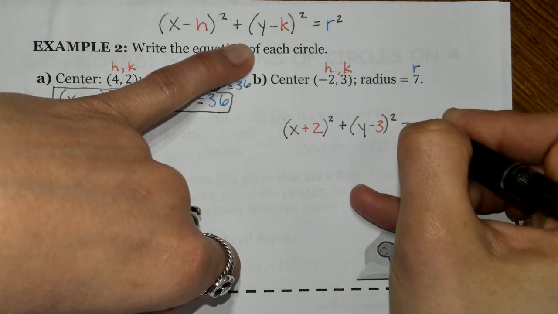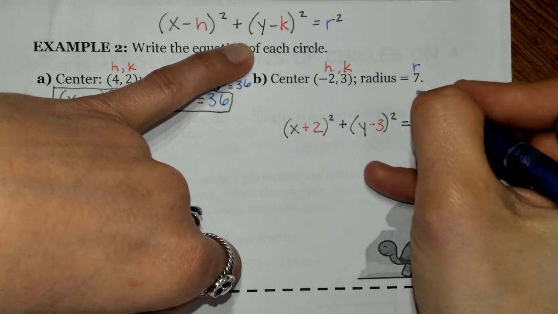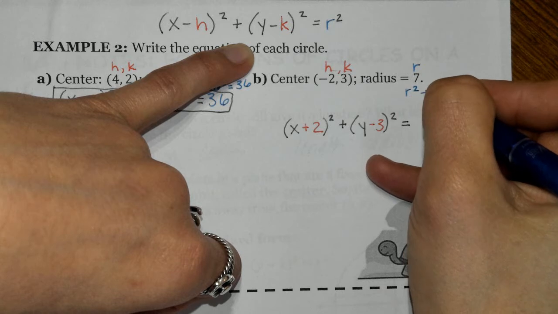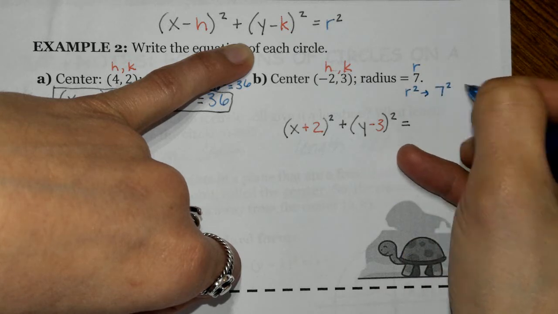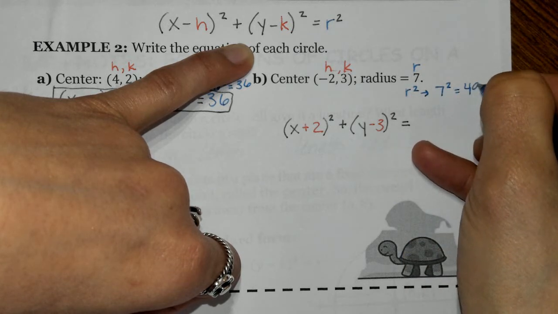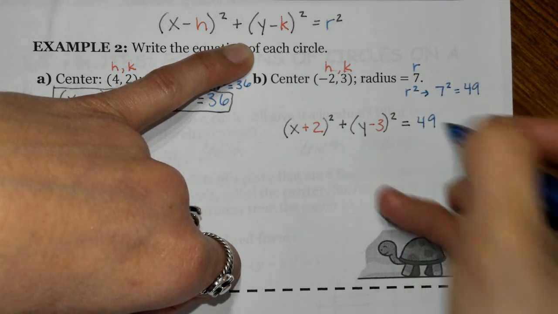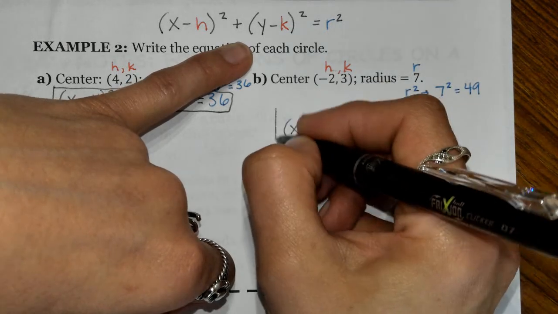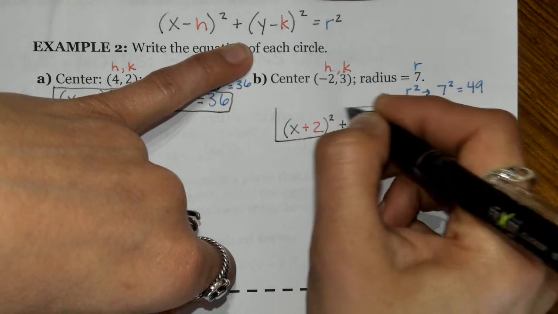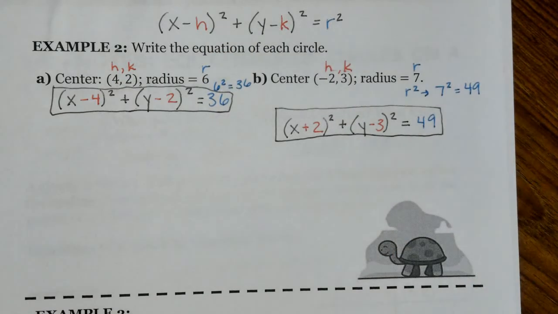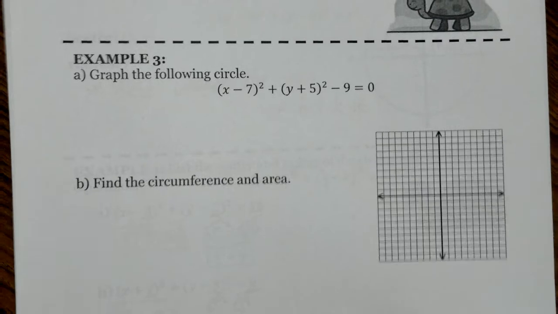Squared, all equal to, well, we need our radius squared. So we're going to take our radius 7, square it, and we're going to get 49. And that's what goes in place right here. So that's all we're doing, but some of you will think, oh, this is really easy. But again, the easy things are where we make our mistakes, because we go too fast and we forget the little things. We're going to graph now, and then find the area and circumference.